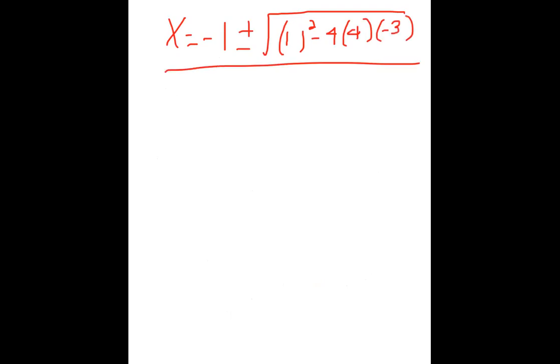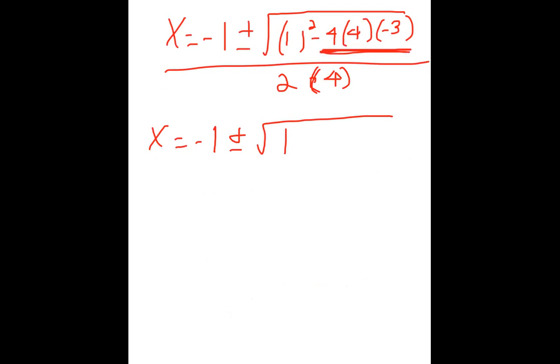X equals the opposite of B plus or minus the square root of b squared minus 4 times A times C, and all of this gets divided by 2 times A. A was 4. Be careful with that. So now we're going to go ahead and work out the discriminant. 1 squared is 1. Then negative 4 times 4 times negative 3 gives you 48. And then 2 times 4 is 8. You add the 1 and the 48, so you get 49.